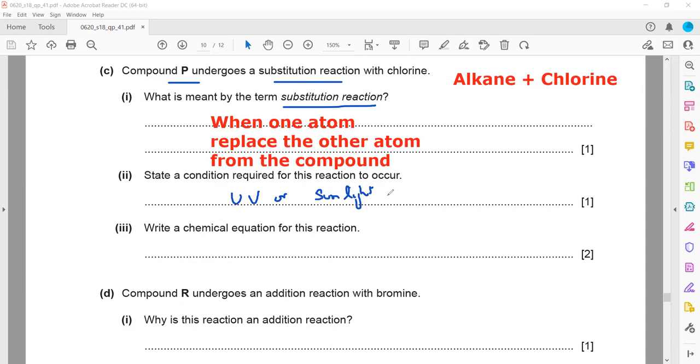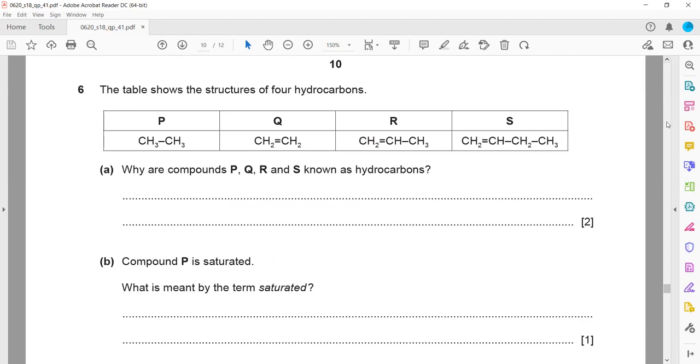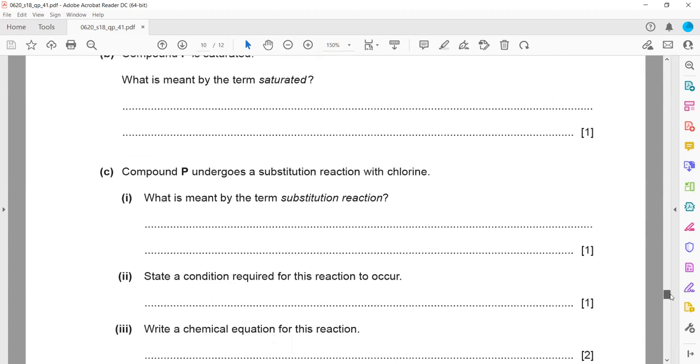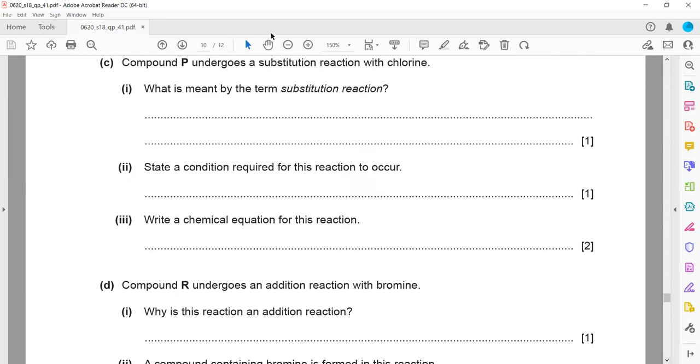Then write a chemical equation for this reaction. So how to write a chemical equation? First, you have to identify what compound P is. Compound P contains 2 carbon and 6 hydrogen, so it is ethane. So we have to write a chemical equation for ethane. Ethane is C2H6, 2 carbon, 6 hydrogen, and it reacts with chlorine. So in a substitution reaction with an alkane, what will happen? One chlorine takes the position of a hydrogen, and one hydrogen will take the position of a chlorine.